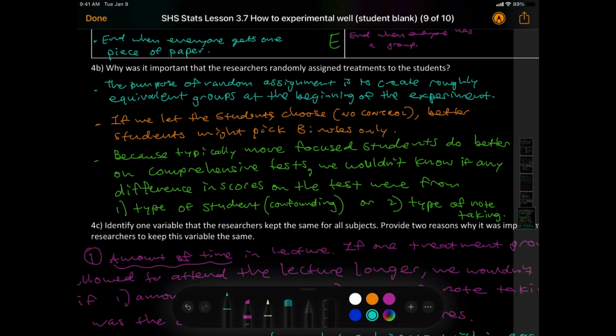In green there, because typically more focused students do better on comprehensive tests, we wouldn't know if any differences in scores on the test were from one of the variables, type of students, which is confounding because that's not what I was trying to look for. I was actually just looking if multitasking or not multitasking would affect their scores. Or was it actually the type of note-taking, which is what I really wanted.